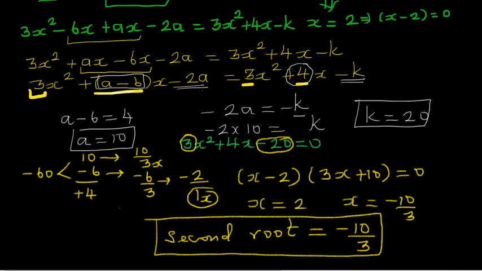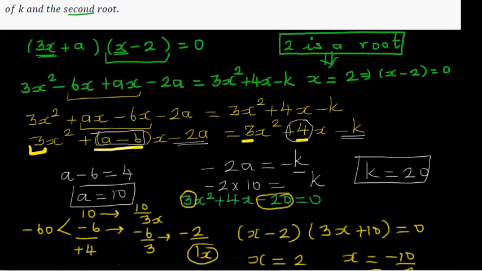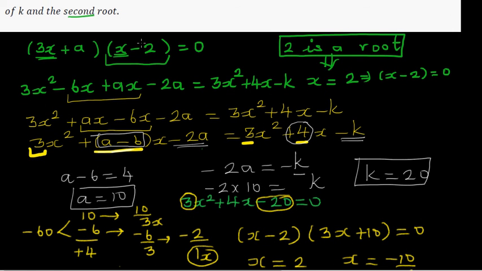So whenever you are given that one of the roots is a certain number, you have to set x equal to that number. In this case, we were told that one root is 2. So I made x equal to 2 and then made it a linear equation, and from that you can get a quadratic equation.